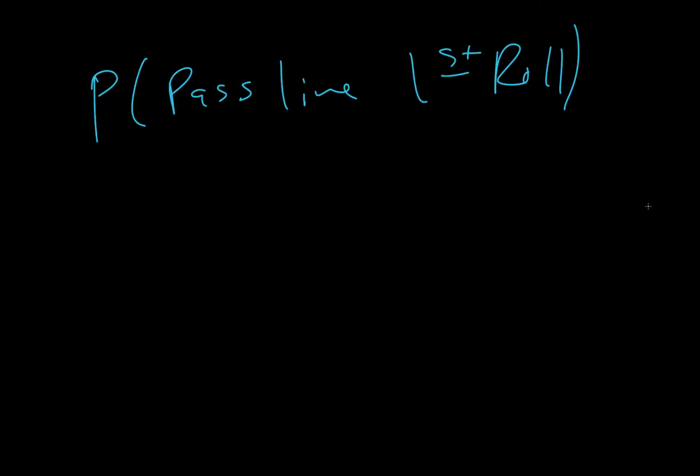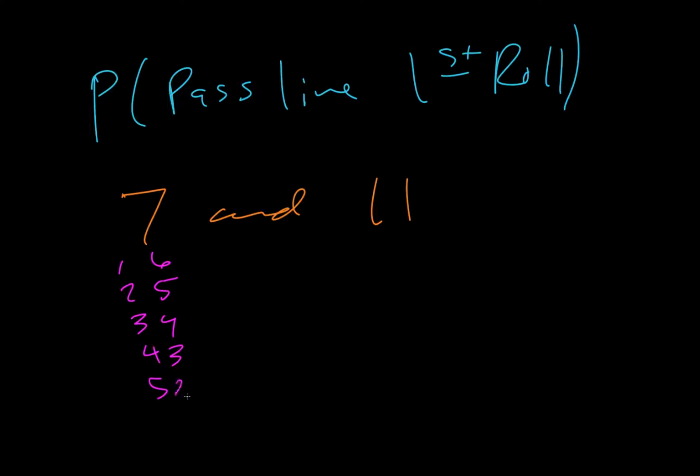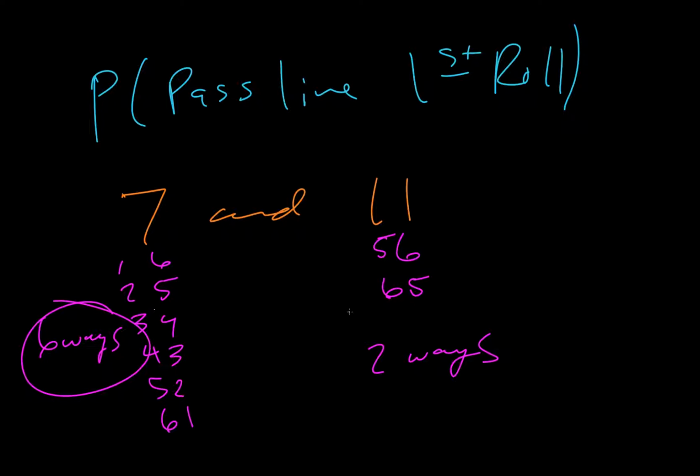So the probability of pass line happening on the first roll, well, the two things we can get are 7 and 11. And if we're doing two standard six-sided dice, we can roll a 7 as 1 and 6, 2 and 5, 3 and 4, 4 and 3, 5 and 2, 6 and 1. So that's a total of 6 ways. And an 11 is just 5 and 6, 6 and 5, so that's only 2 ways. So in other words, there are 6 plus 2 ways, so there are 8 ways to make this happen.